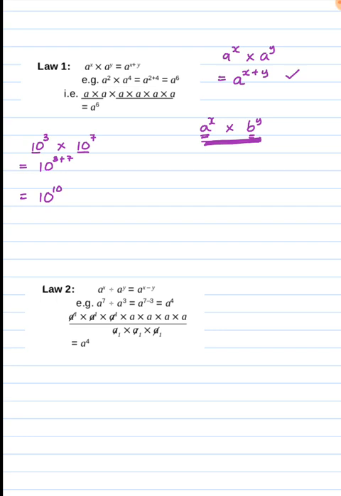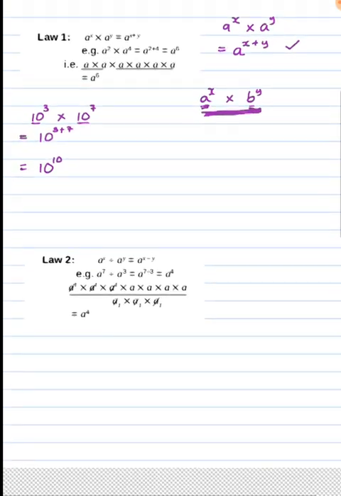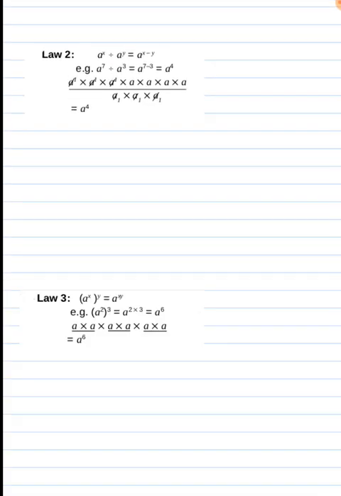And we can have the second law. The second law suggests a division, so we have a to the power of x divided by a to the power of y. Since they have the same base, it will be equal to a to the power of x minus y. So that would be our solution.